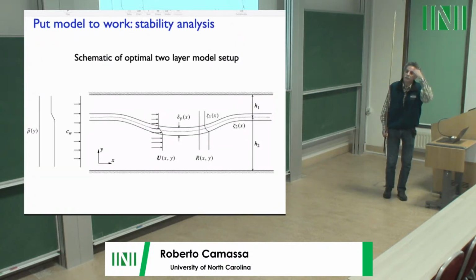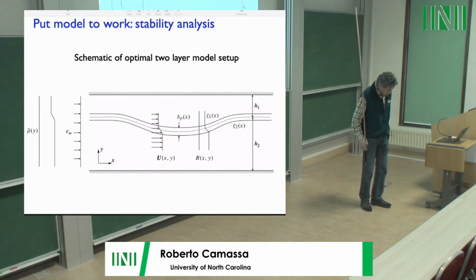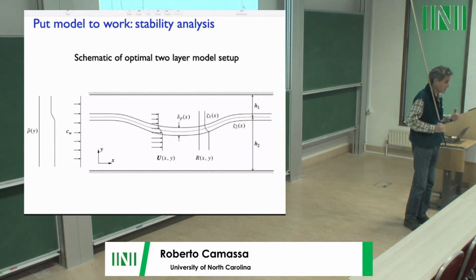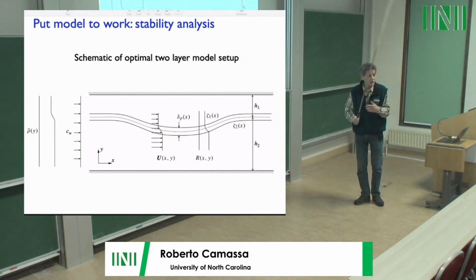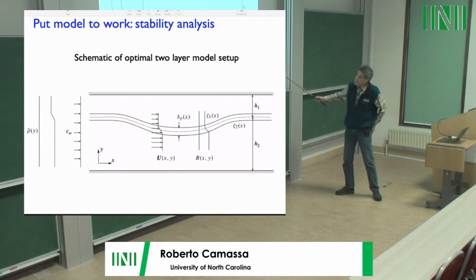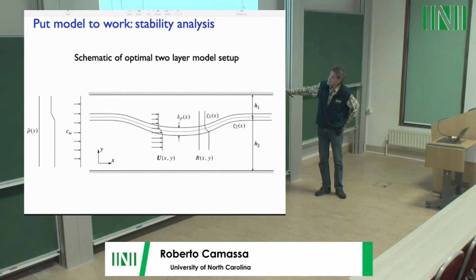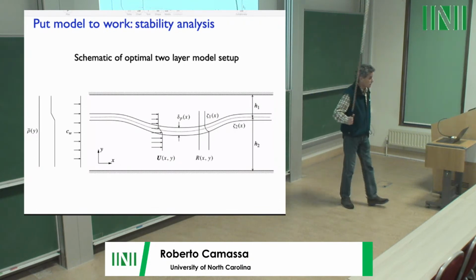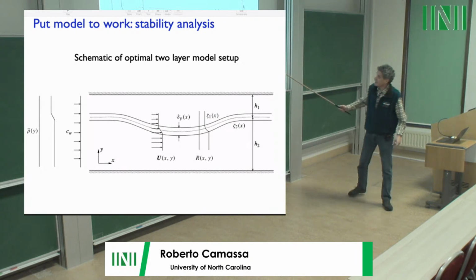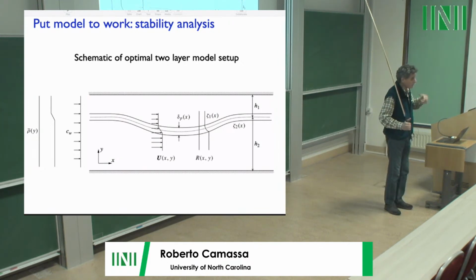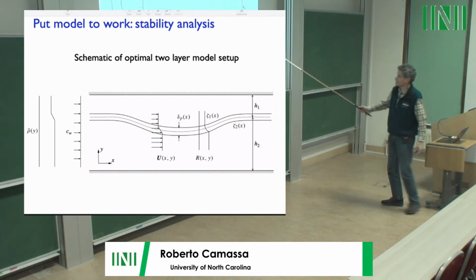OK, so in the remaining 10 minutes or so, I want to switch gears and put the model to work. What we have with this optimal model is a minimal way of getting the two-layer model adjusted to a diffuse interface. With that, you can possibly address this instability that I alluded to and you've already seen in the simulation, the shear instability and the roll-up a la Kelvin-Helmholtz, for those of you in the know.